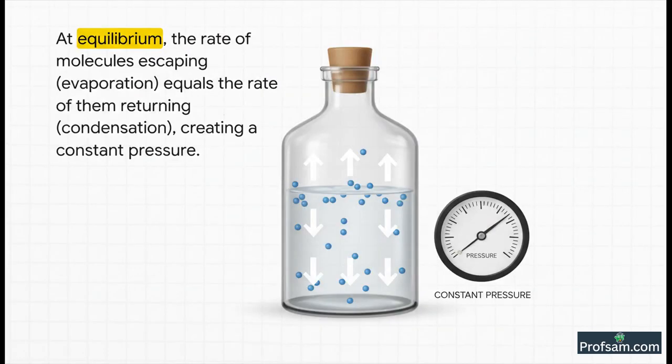So in this closed system, a state of equilibrium is reached. The rate of evaporation becomes equal to the rate of condensation. The pressure at this specific point is what we call the vapor pressure.